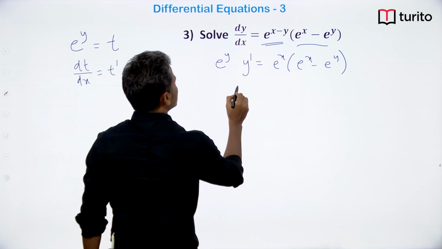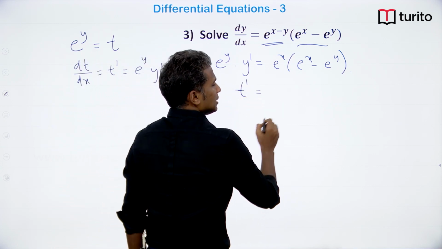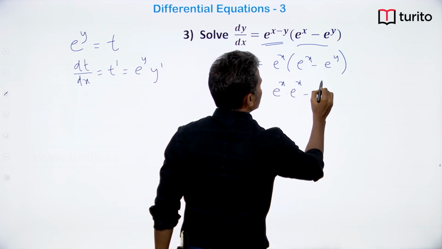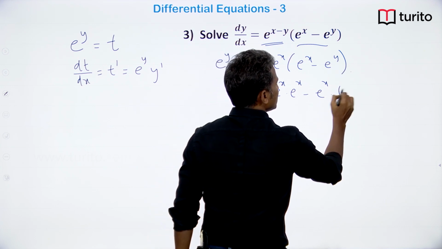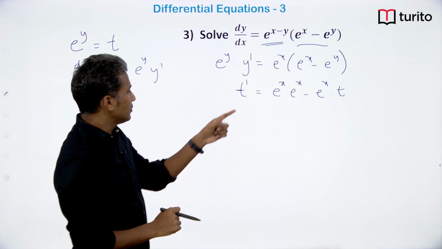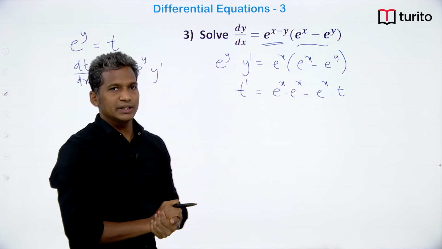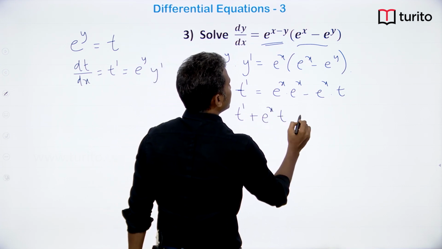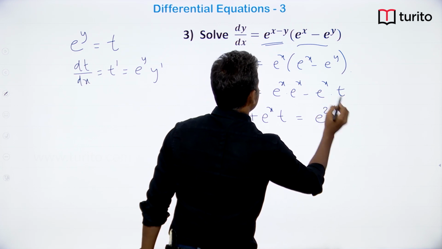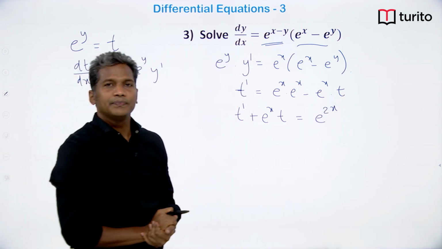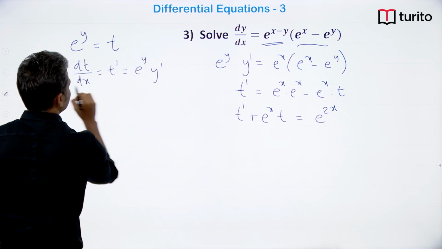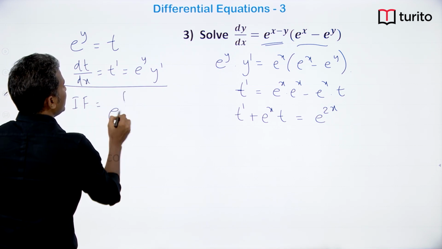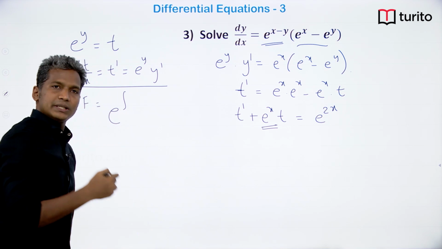So our LHS has got converted into t dash, and now in the RHS we are getting e power x into e power x minus e power x into e power y, which is our t. Now if you notice, it is in the standard form of the linear differential equation. So we write this as t dash plus e raised to x into t is equal to e raised to 2x. Now what is the next step? Integrating factor.